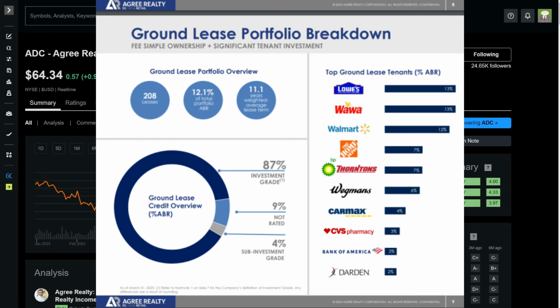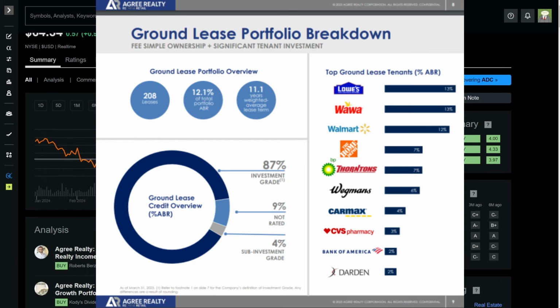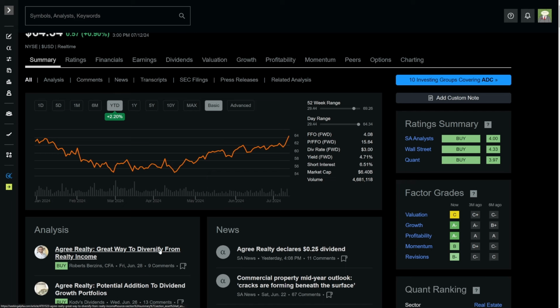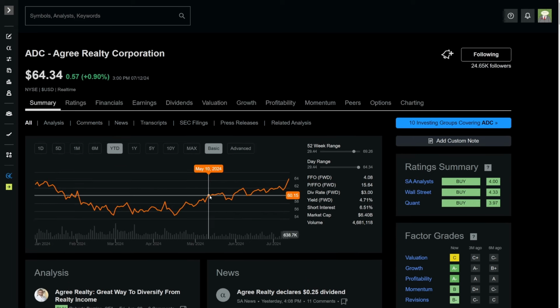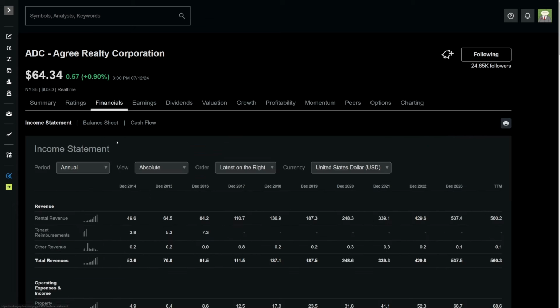There's no companies that I feel where the financials of the company is kind of lackluster. And you can literally see this guy, great way to diversify from Realty Income, the first article you see here. But their tenants are a lot higher quality. There's a lot more growth left in the tank. And we can see this immediately in their financials.